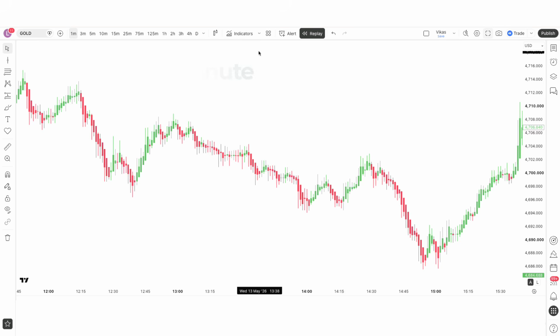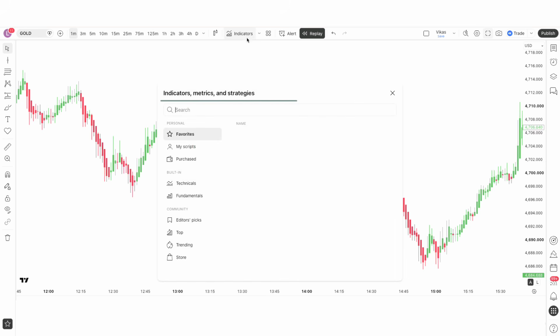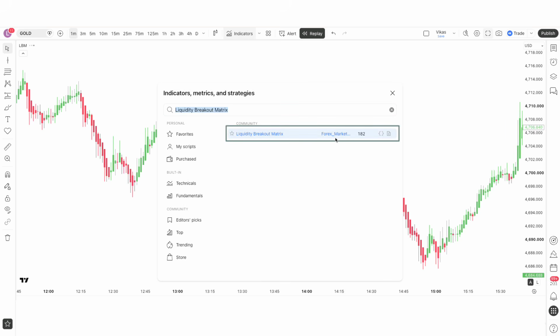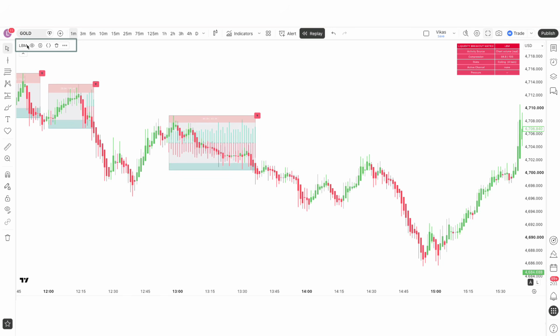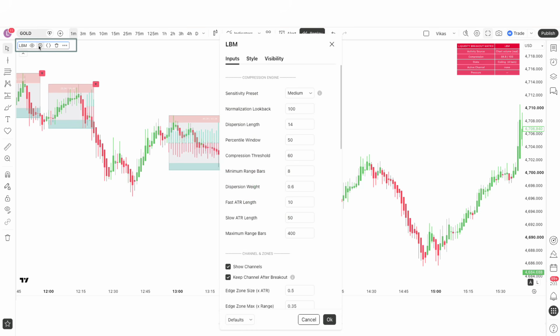And don't sweat the time frame either. Next, you'll want to find those magic indicators. Head over to the Indicators tab and search for the Liquidity Breakout Matrix. Select the indicator made by Forex Market and add it to the chart. Now the indicator settings change for perfect signals.